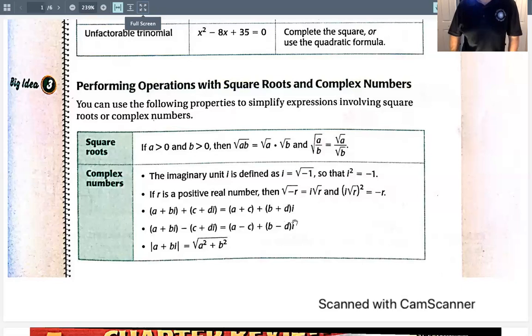Okay, big idea 3. Stop me if you have any questions. Performing operations with square roots and complex numbers. Okay, yes, I forgot. We have some complex numbers involved here.